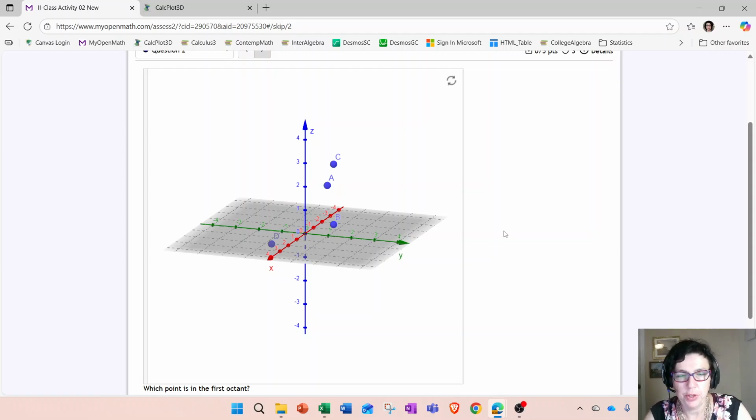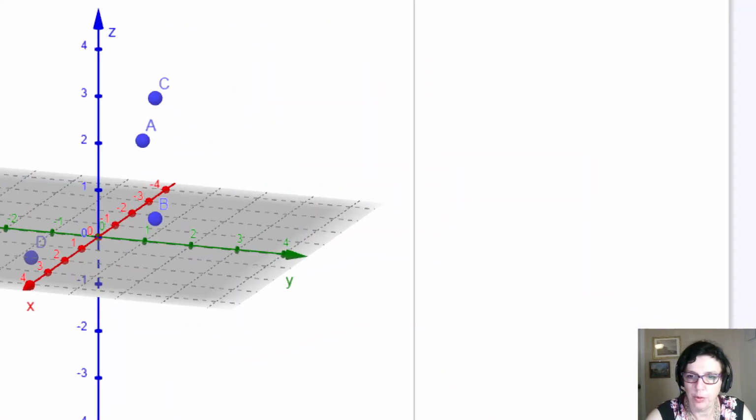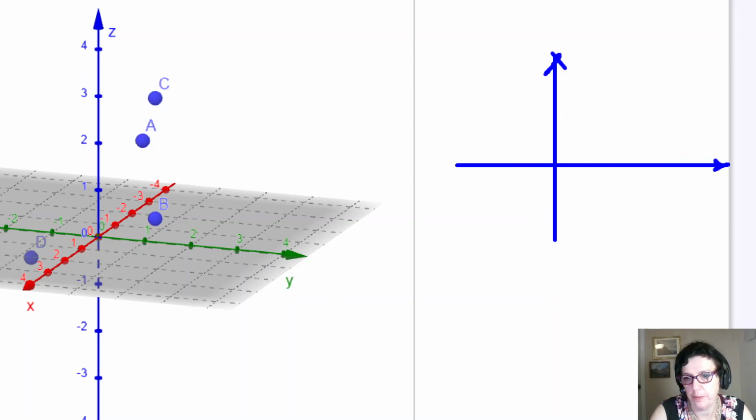Okay, guys, in this video, we are going to talk about octants in three-dimensional space. Now, just like in two-dimensional space, we had quadrants. I hope you remember that, right? We had these two axes: this is the y-axis, and this is the x-axis here. And we had quadrant number 1 here, quadrant number 2, number 3, and number 4.